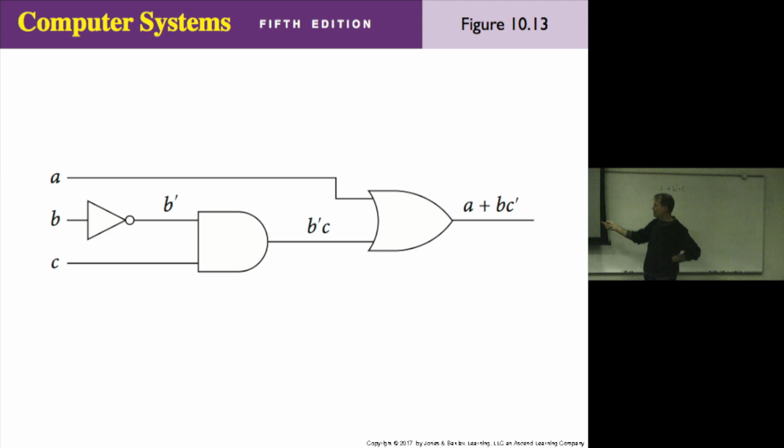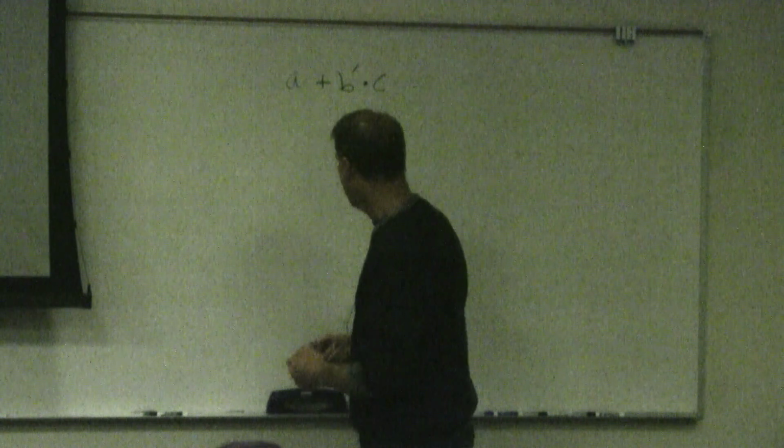Are you with me there? Okay. And then if we OR this with A, we bring A in here and we OR that with that, and so that's A or B prime and C. Are we good? Now, how would you do this one? Let's think, how would you do this one?